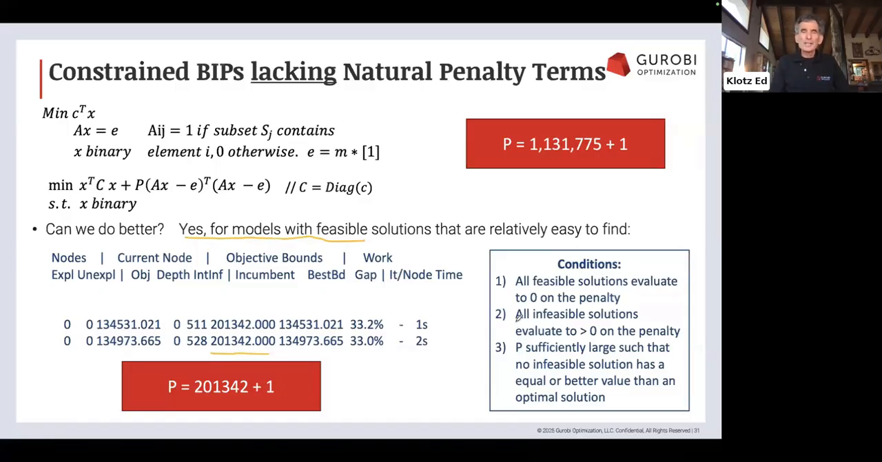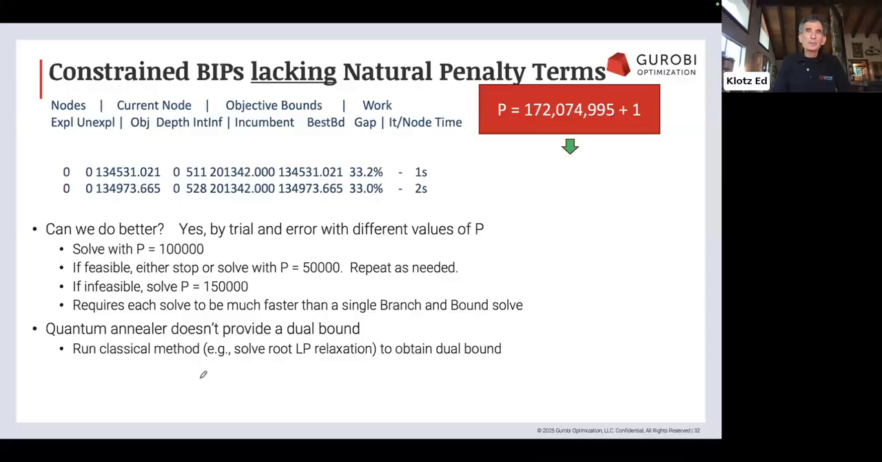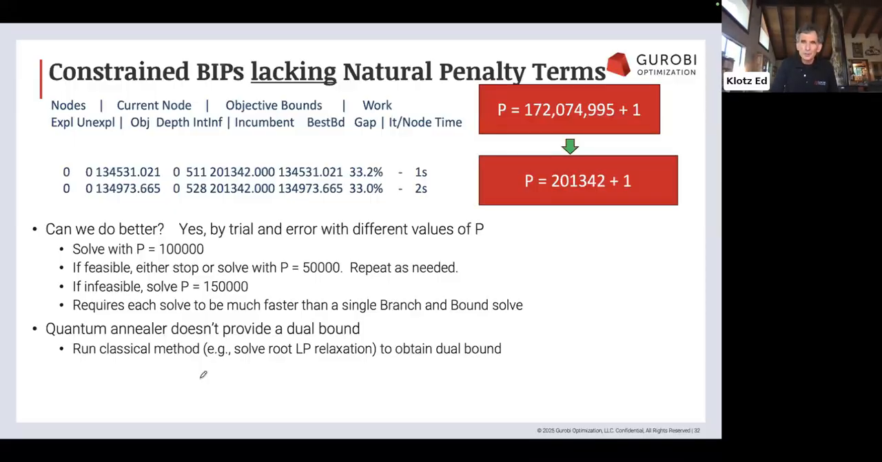Again, the first two are easy. The point is that for the third one, if you have an optimal solution, you will never, with this penalty term, violate feasibility, even on a single constraint, and get an objective better than that optimal solution, which has no penalties whatsoever. All right, so we've made a lot of progress here. We've gone from over 172 million to just over 200,000.